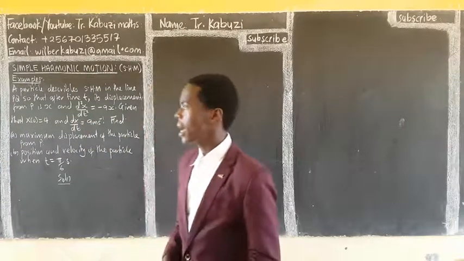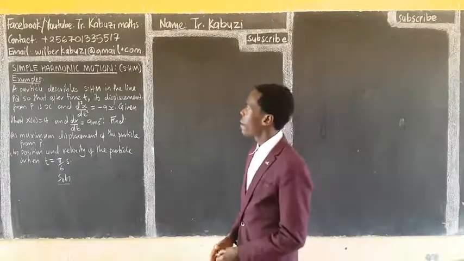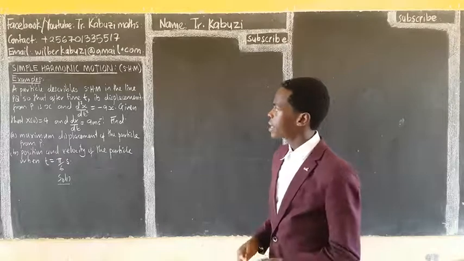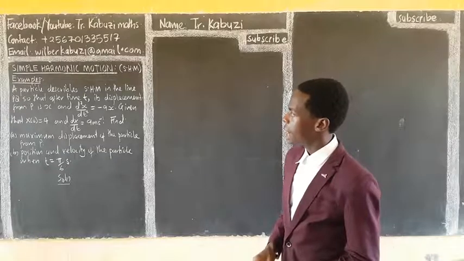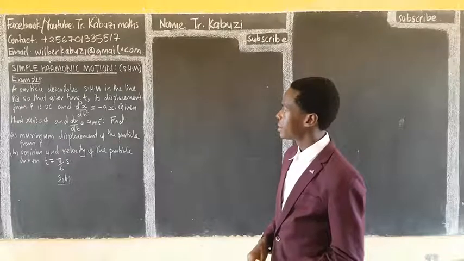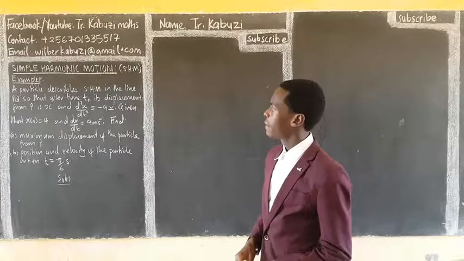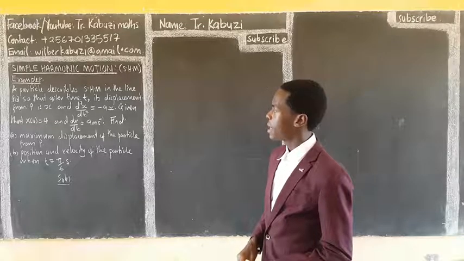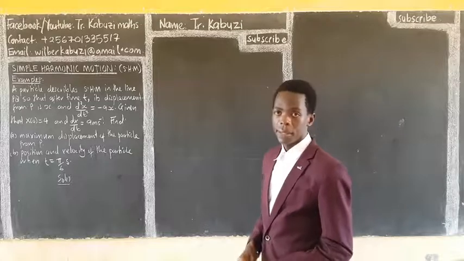Okay, let us see how we handle this one here. It says a particle describes a simple harmonic motion in a line PQ so that after t, its displacement from P is x and d squared x dt squared is equal to negative 9x. Given that x of 0 is 4 and dx/dt is 9 meters per second, find the maximum displacement of the particle from P.